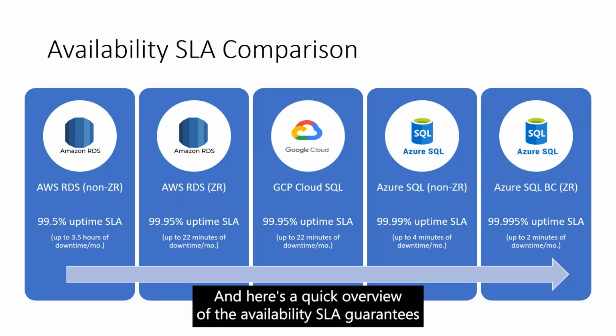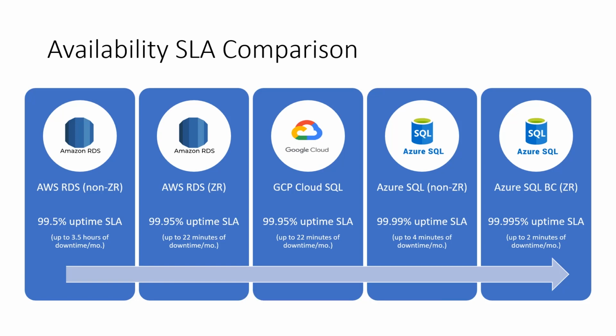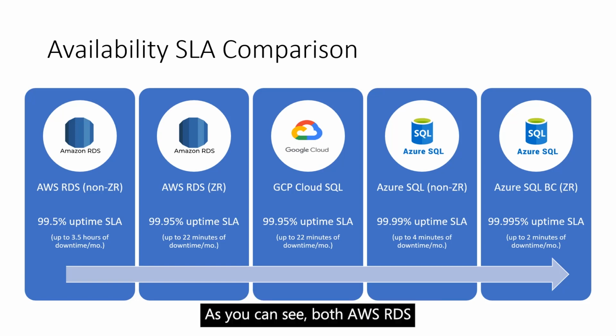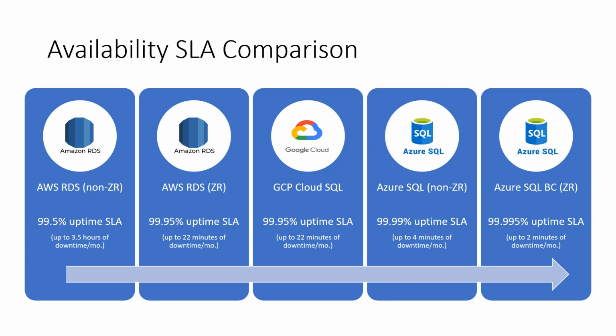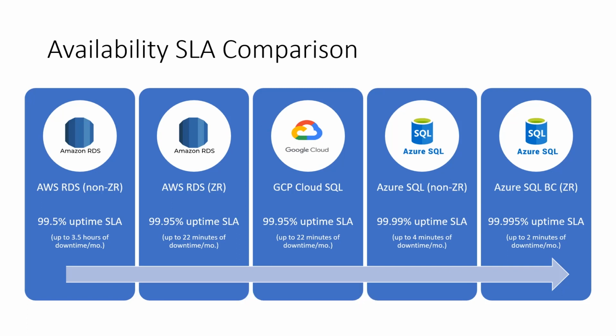Here's a quick overview of the availability SLA guarantees provided by the major cloud database service providers. As you can see, both AWS RDS and GCP Cloud SQL offer a 99.95% uptime SLA, which translates to up to about 22 minutes of downtime per month.